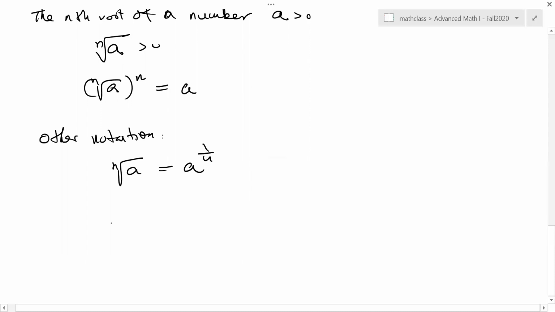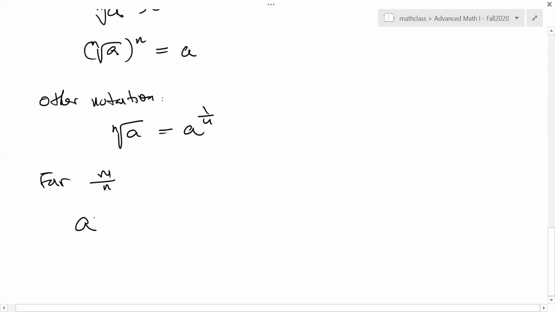So 8 to the 1/n is the nth root of 8, in other words. So for a rational number, can we talk about a to the m over n? This is defined to be the nth root of a, then to the mth power.